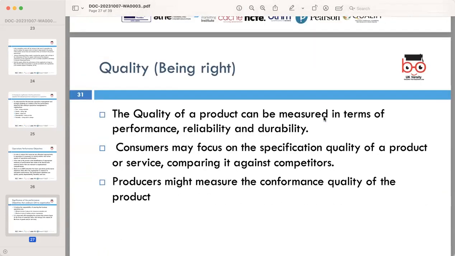So quality being right, the quality of a product can be measured in terms of performance, reliability, and durability. Consumers may focus on the specifications, the quality of a product or service, comparing it against competitors. Producers might measure the conformance quality of the products.